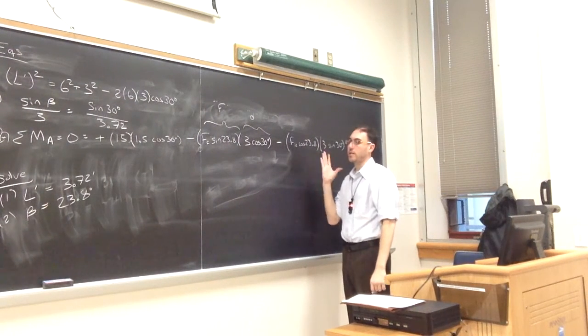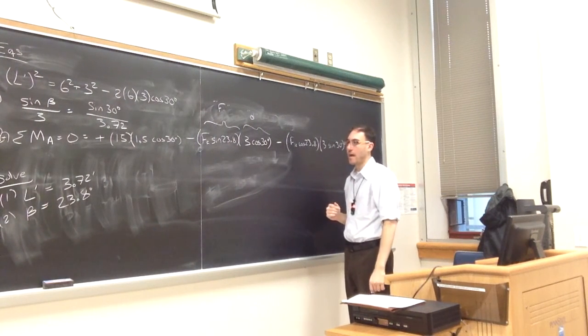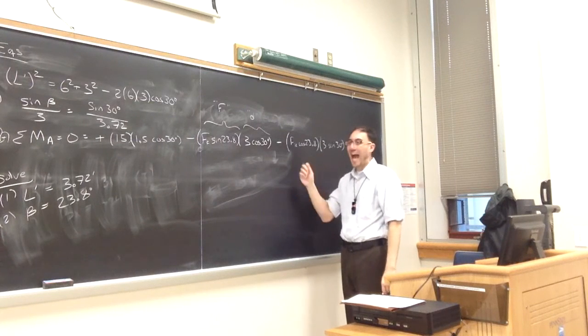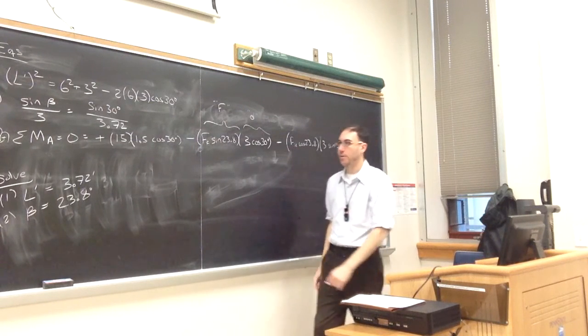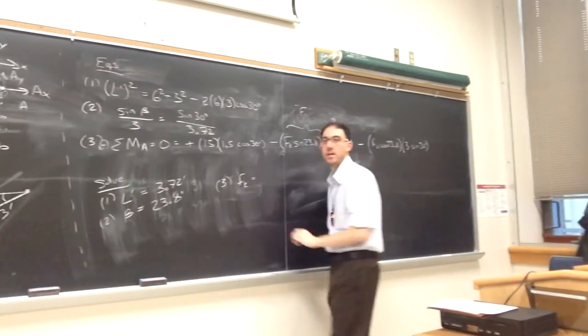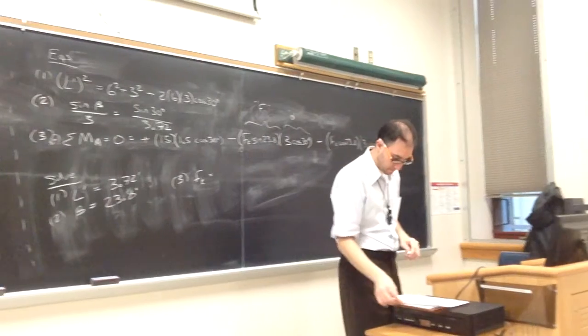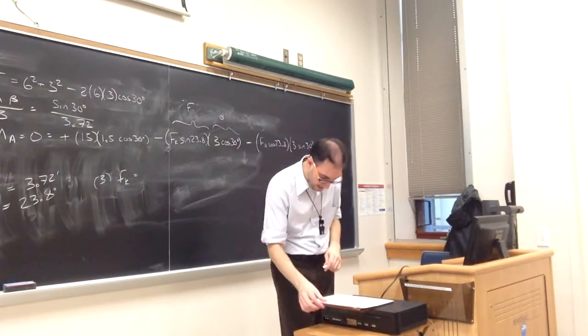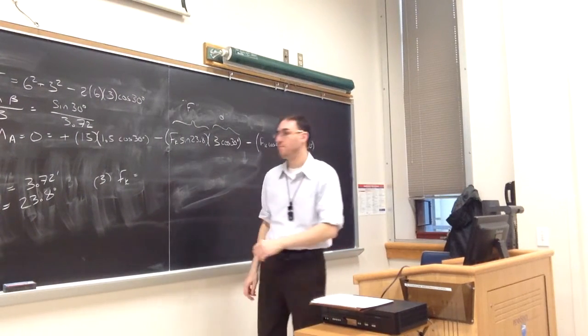Because we decided to start with the sum of moments around A, and specifically at A, Fk was the only unknown here, so from equation number 3, we can right away get the value of Fk. And we get that to be 8.05 pounds.